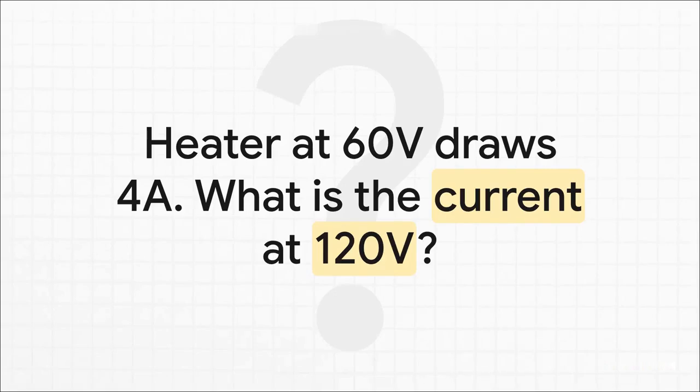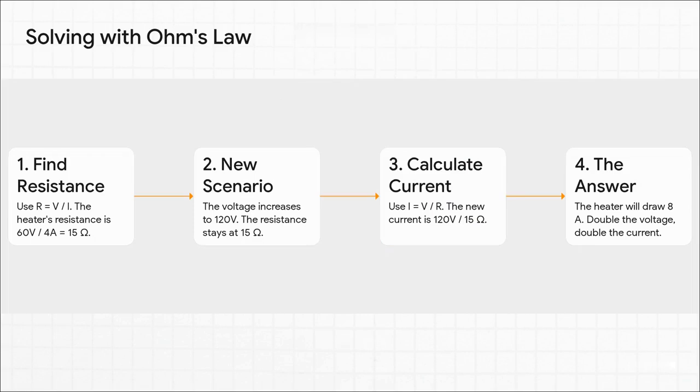So here's our situation. We've got an electric heater. When we hook it up to a 60-volt source, it draws 4 amps of current. The big question is, if we take that exact same heater and connect it to a 120-volt source instead, what will the new current be? Okay, let's walk through this using Ohm's law.